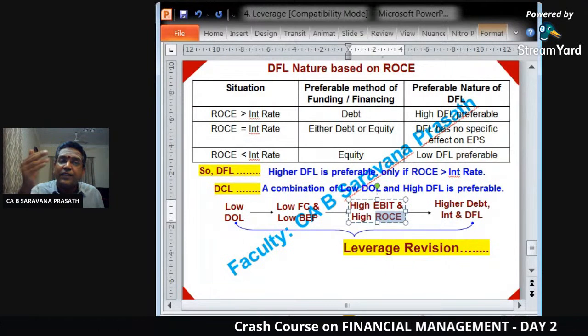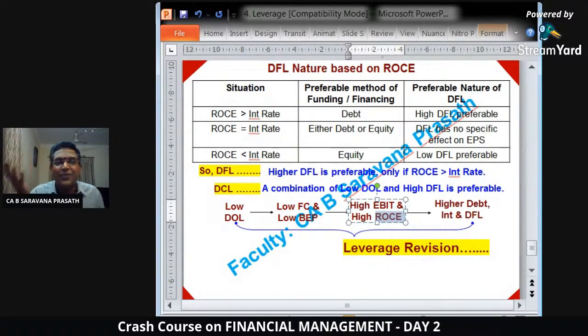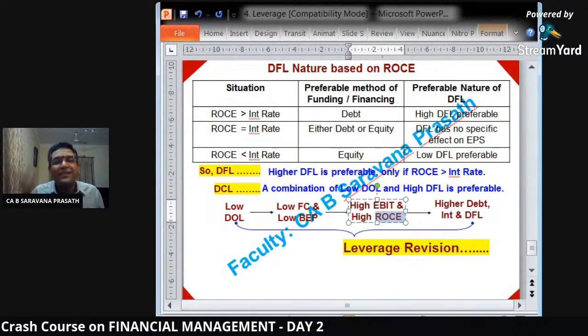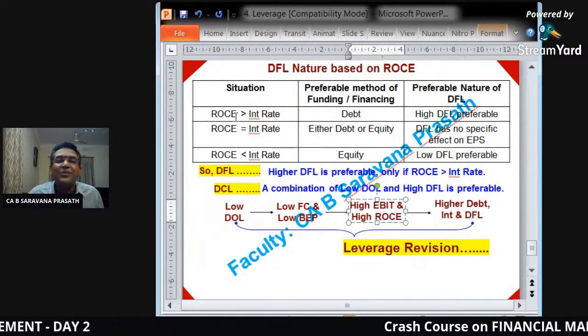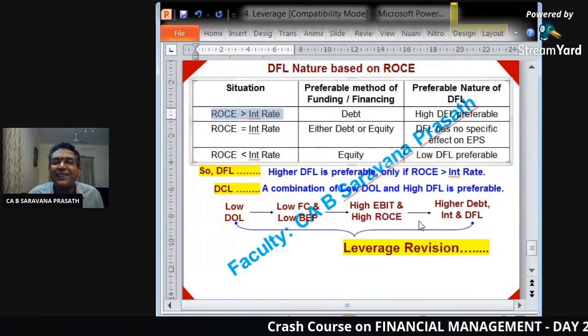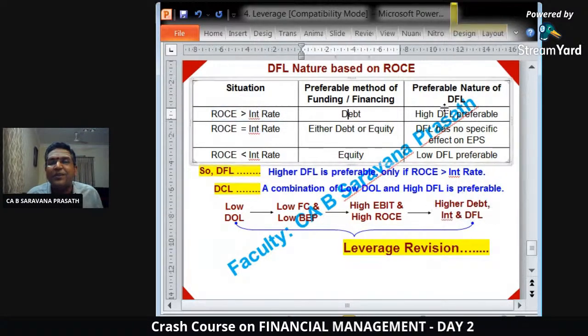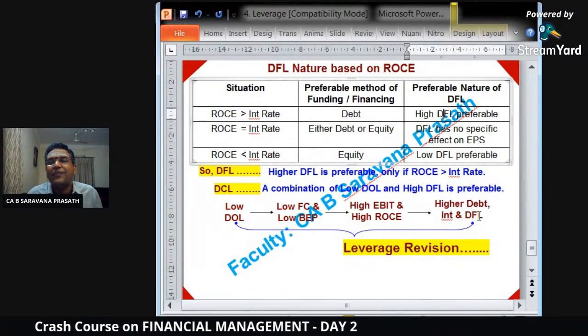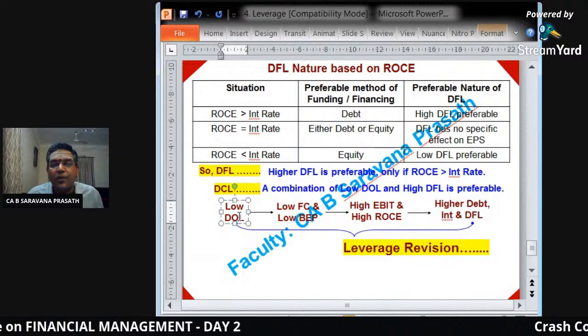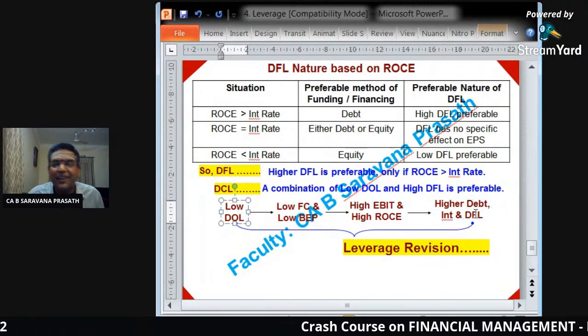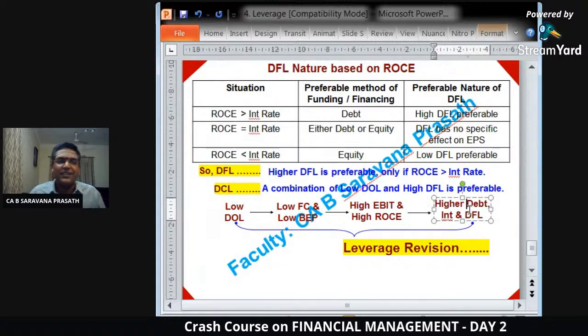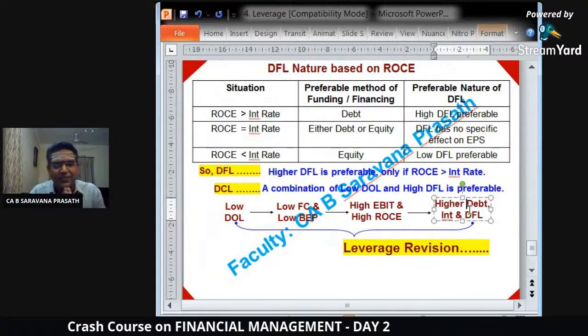EBIT, numerator is high, therefore the percentage will also be high. So ROCE is higher. If ROCE is higher, greater than the interest rate, then you should go for more debt. You should have high DFL, and therefore the combination of low DOL together with high DFL. This is the appropriate combination for leverage.